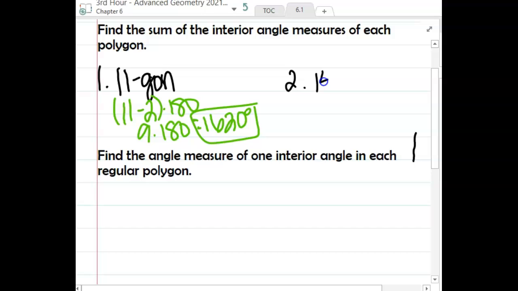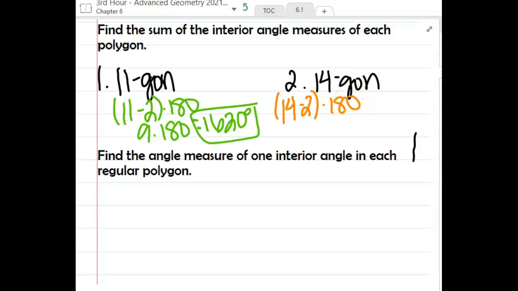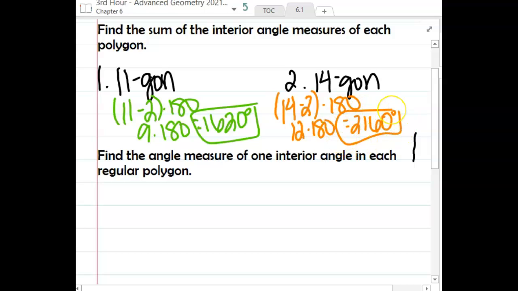And if I had a 14-gon, not even 40, that would be a massive one, a 14-gon, okay, which means it has how many sides and angles? 14. So to find the sum of the interior angles, we would take 14 minus 2 times 180, which would be 12 times 180, which would give you 2,160 degrees.